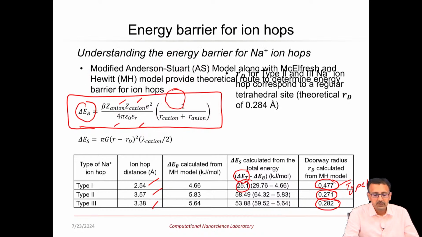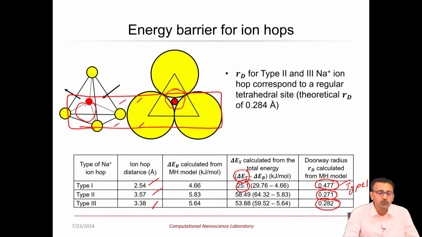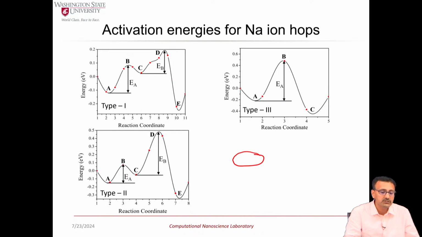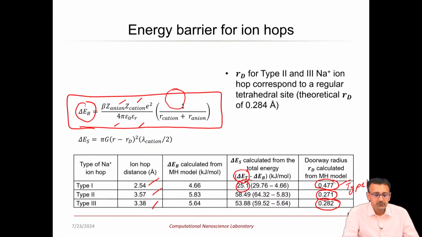Yeah, I mean, your question is what is the location of this doorway. If I look at the energy landscape, where exactly this doorway radius is, it is at one of the transition states, B or D, yeah. So, the larger volume you have for the ion to diffuse, basically that opens up, that increases the doorway radius and reduces the energy barrier for the ion hop. So, this is all good.